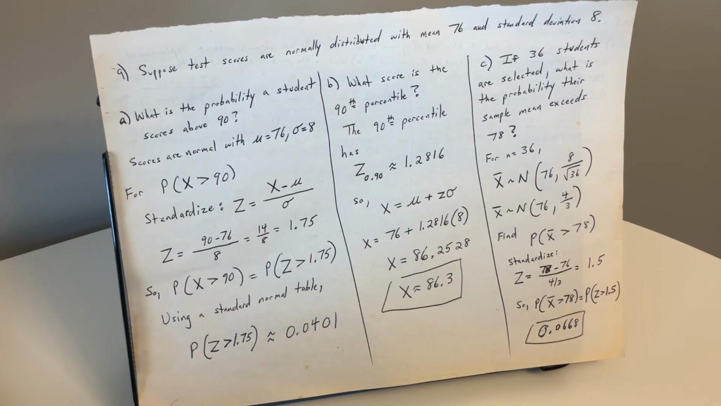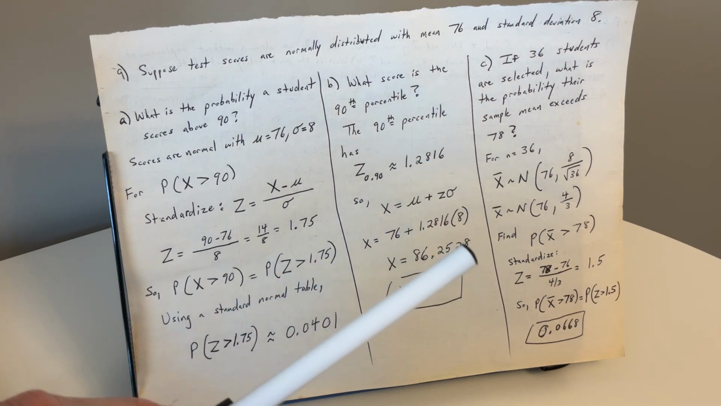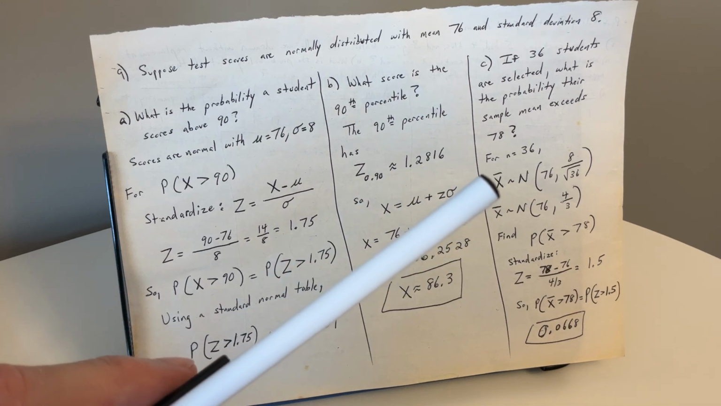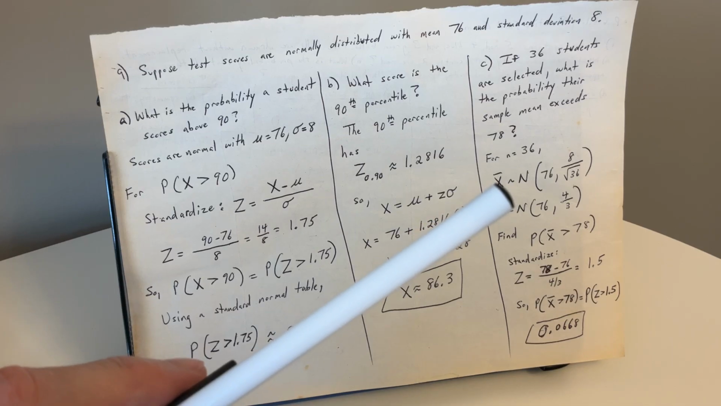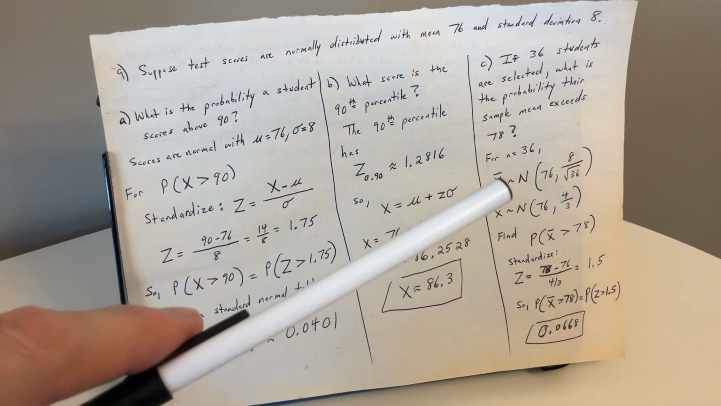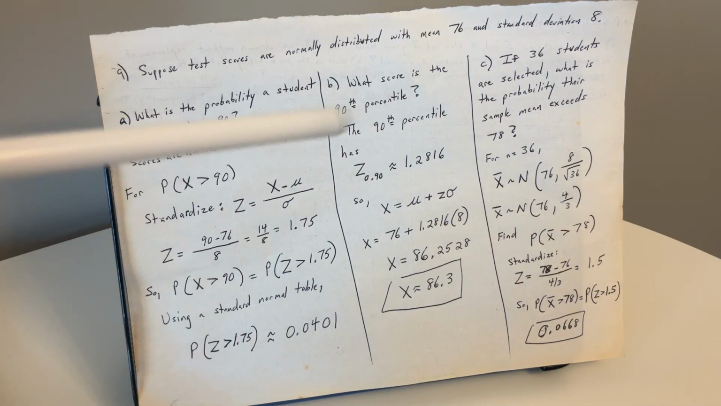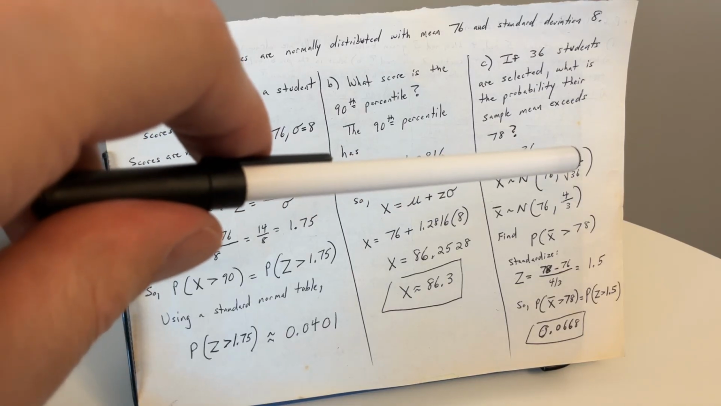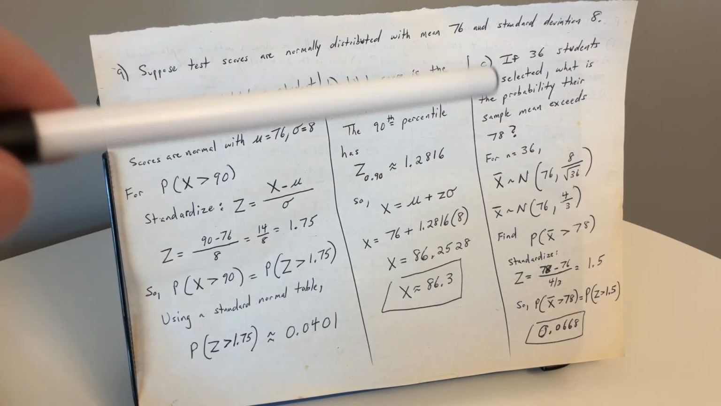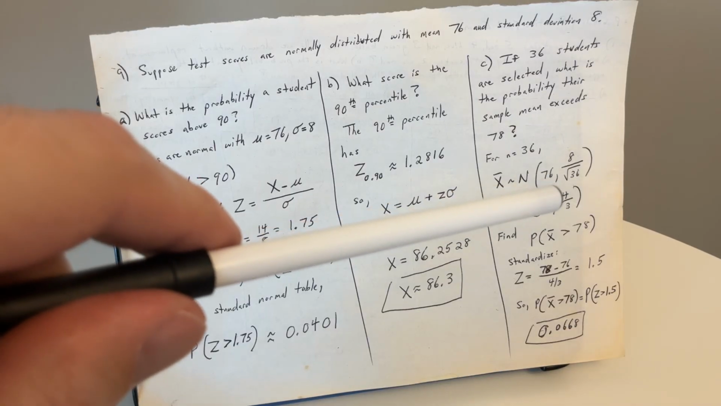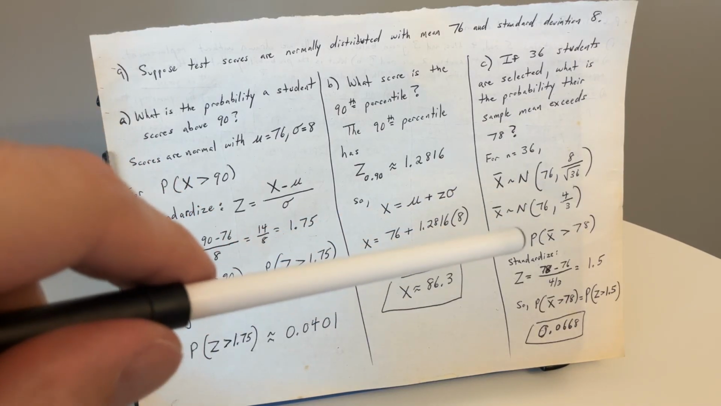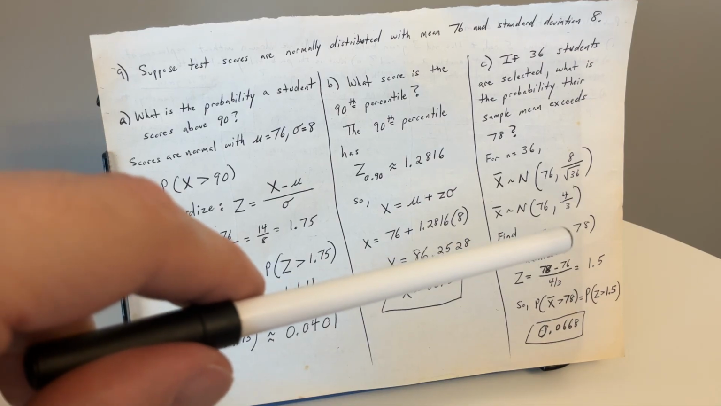And for part C, if 36 students are selected, what is the probability their sample mean exceeds 78? So for n equals 36, the sample mean x bar follows the distribution normal with mean 76 and standard deviation 8 over square root of 36. So that's 76, comma 4/3.